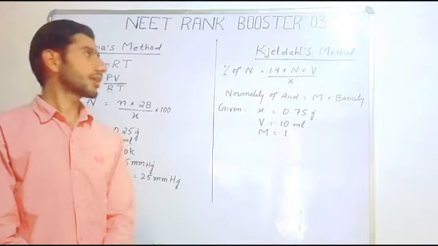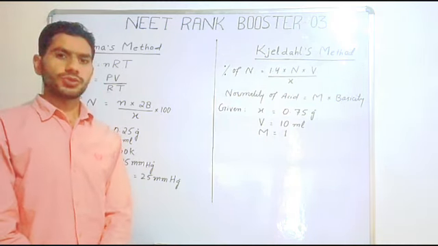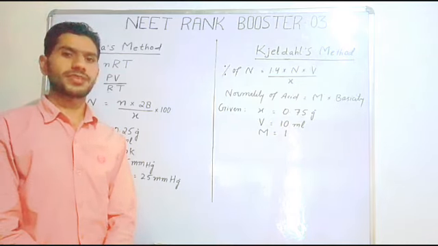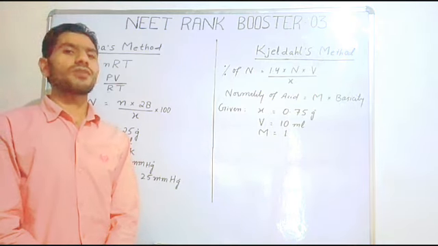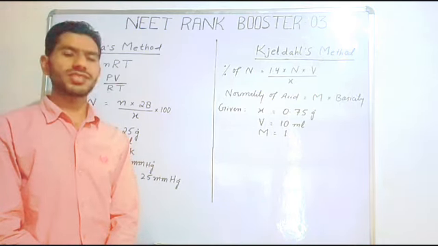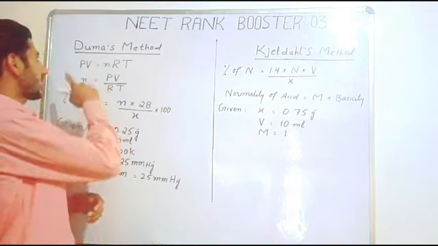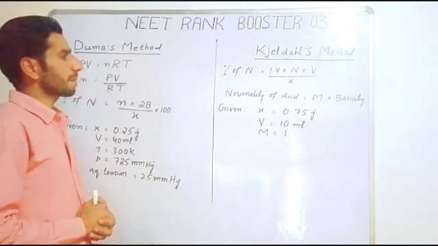Welcome dear students, in this NEET rank booster number 3. Today we are going to discuss two questions from organic chemistry. They are on the estimation of nitrogen: how to estimate nitrogen in an organic compound. We have two methods for that: one is Duma's method, another is Kjeldahl's method.